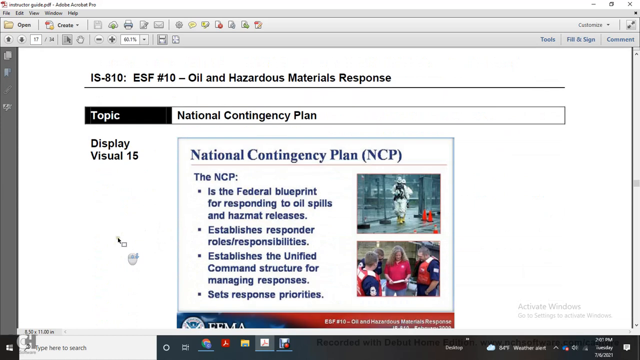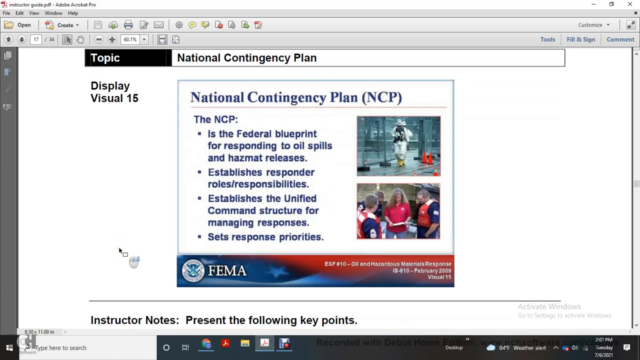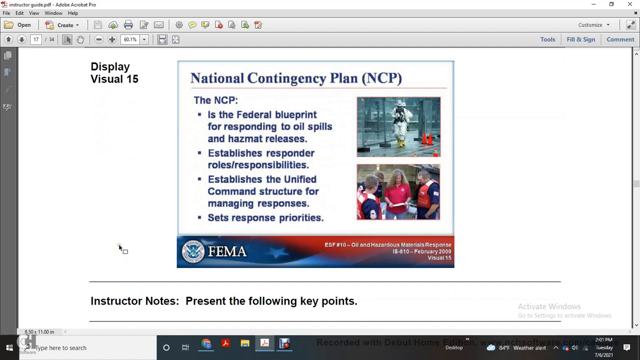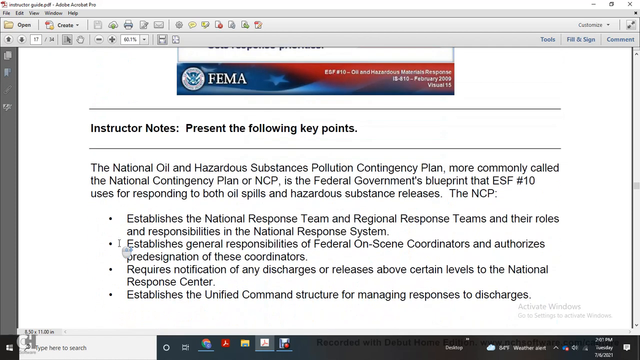Display visual 15, National Contingency Plan. The National Contingency Plan is a federal blueprint for responding to oil spills and hazmat releases. It establishes responders' roles and responsibilities, establishes a unified command structure for managing the response, and sets response priorities. Key points: the National Oil and Hazardous Substances Pollution Contingency Plan is more commonly called the National Contingency Plan, or NCP. It is the federal government's blueprint that Emergency Support Function number 10 uses for responding to both oil spills and hazardous substance releases.